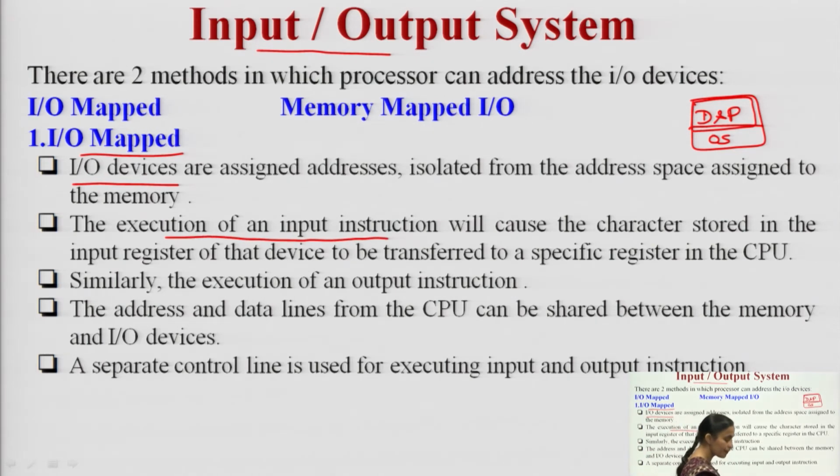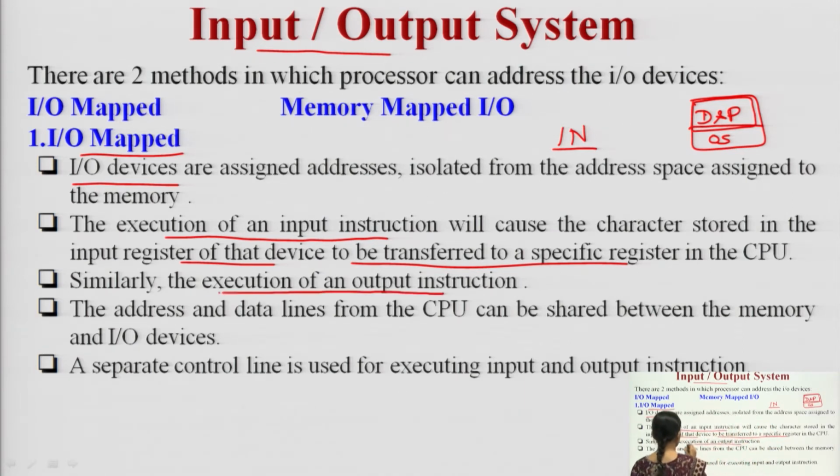Suppose the CPU has given one input instruction, IN. Then it will cause the character stored in the input register of that device to be transferred to a specific register in the CPU. This means some input has to be taken and that value will be stored into a register of the CPU, just like the accumulator. So, similar execution will take place.